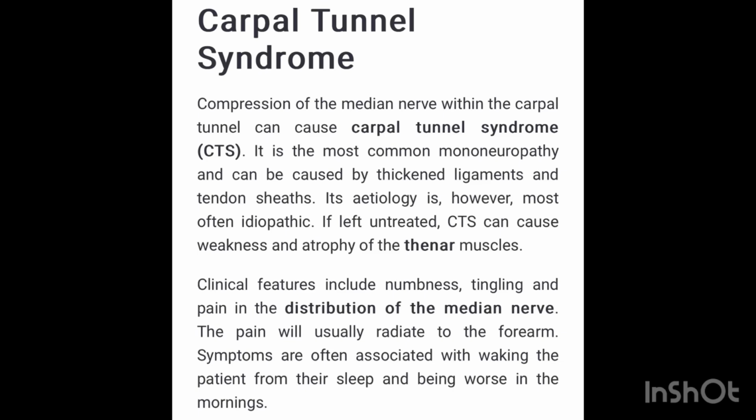So when you compress the carpal tunnel or the flexor retinaculum, what happens? You compress the median nerve. And when you compress the median nerve, what comes with it? First of all, there will be numbness because it's a mononeuropathy. Why? Because it's a single nerve you are compressing. That's why we call it mononeuropathy.